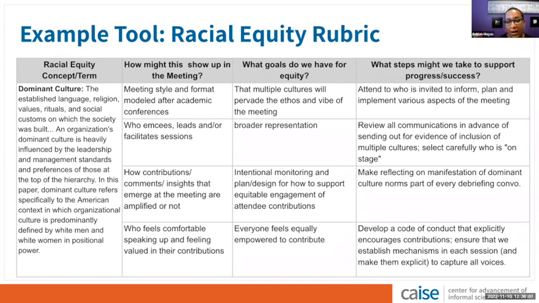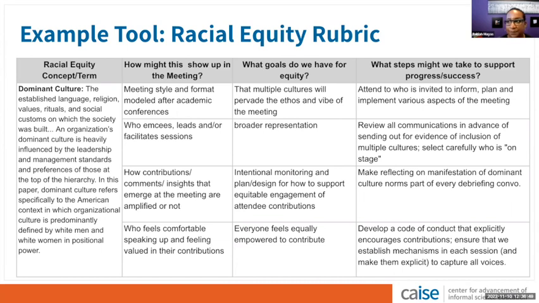And so then our goals for equity in that area were that multiple cultures will pervade the ethos and vibe of the meeting, right? That we really want to shift beyond just academic culture, but think about how to incorporate the culture of our partner organizations, the individuals who are served by the portfolio, et cetera, into the meeting. And one of the ways that we would want to attend to that would be really focusing on who's invited to help inform and plan, as well as implement various aspects of the meetings. And so you'll see that we went from a core term into some really tactical steps that we ended up using during the planning process for the meeting and referring back to throughout those stages of preparation and implementation.